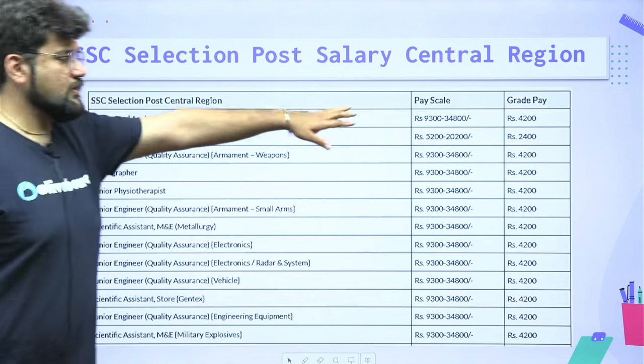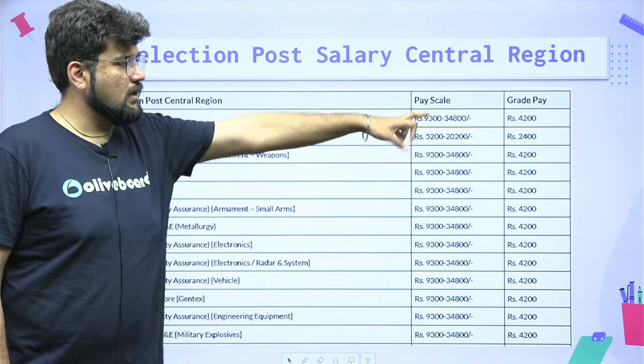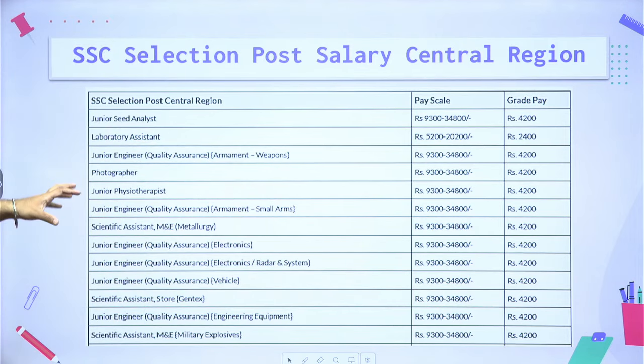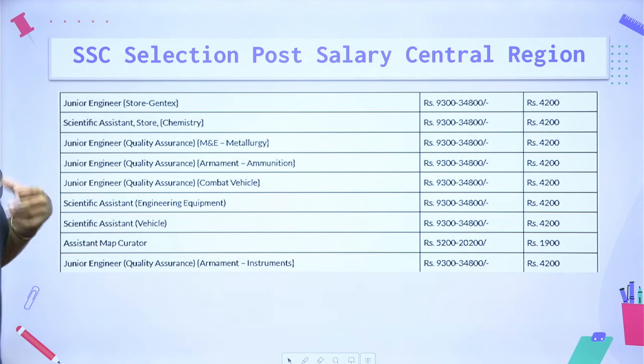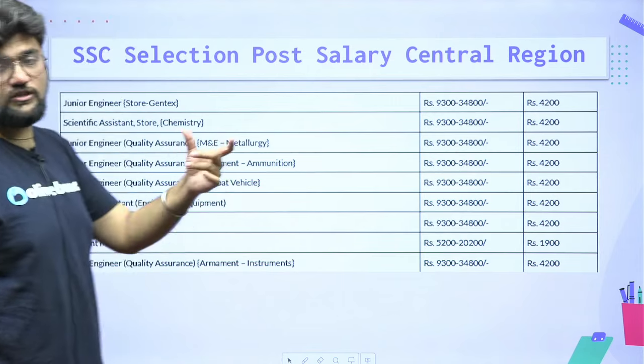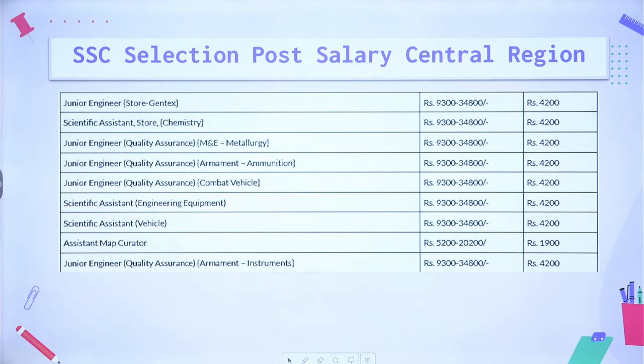Again, the base pay is going to remain the same, but accordingly your grade pays will be given. So these are for junior seed analyst, laboratory assistant, junior engineer, photographer, junior physiotherapist, junior engineer, right? Of course, the regions will also have cities changing, and according to that HRA will also change, the TA will also change. So that will also decide a slight variation in the salary. So this is for the central region. More or less the posts are same or similar.